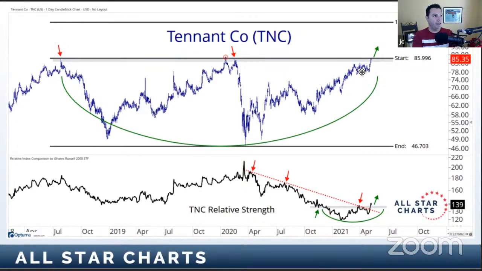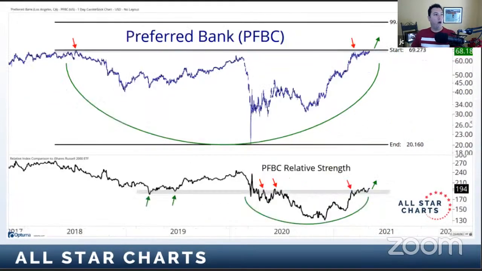So this is Tenant, TNC. As we speak, it's just below 83, which is fine because we only want to be long if it's above 86. So that's the resistance in 2018, 2019, last year, and then this year, right? So we haven't gotten above that. I like how it's breaking out on a relative basis. So 86 is the level there. If we break out above 86, let's do it, baby. Let's get involved on the long side.